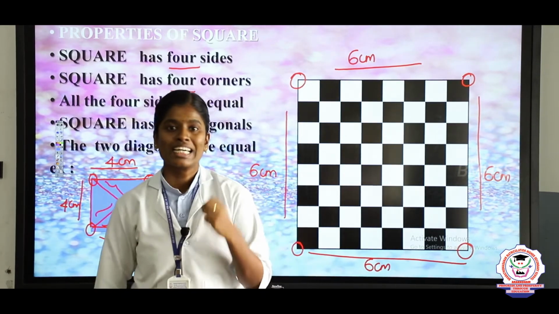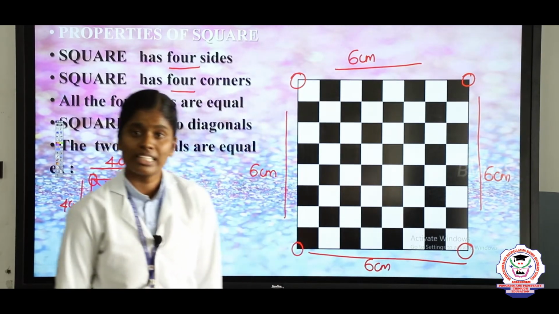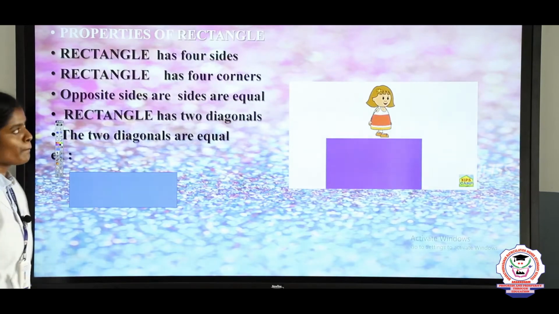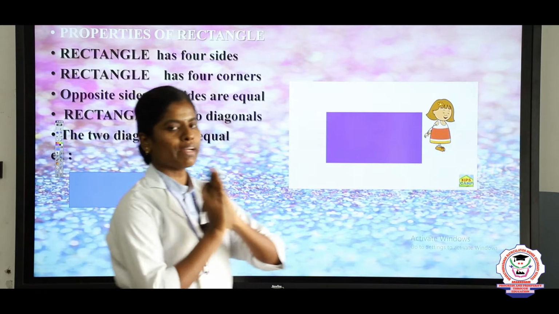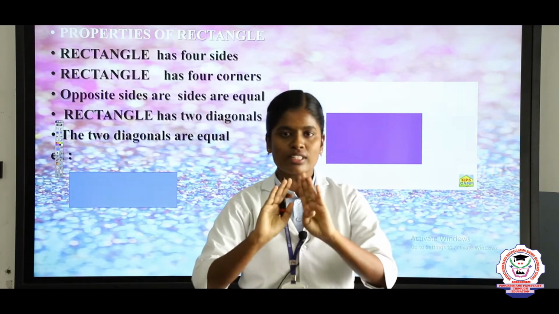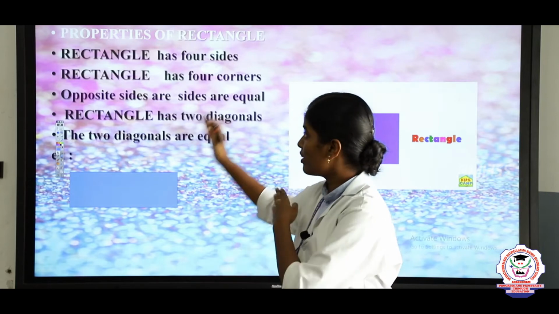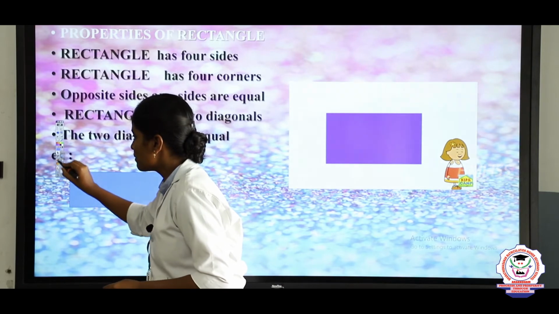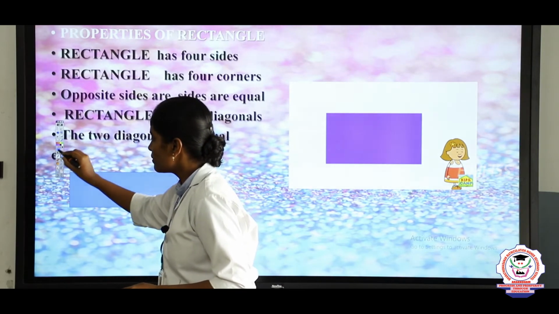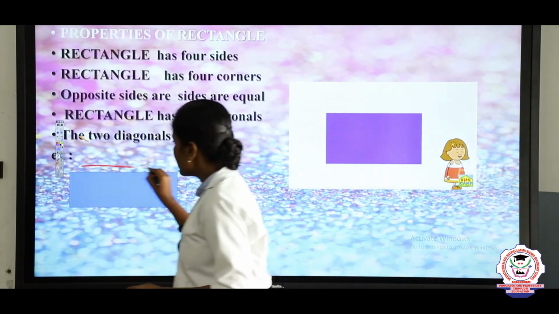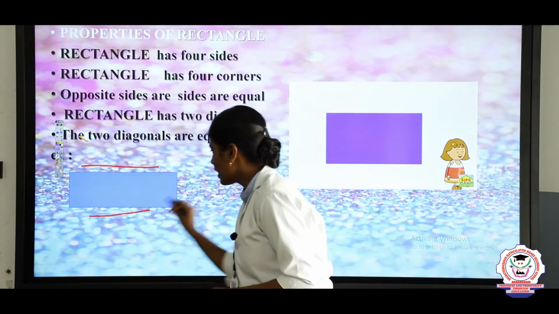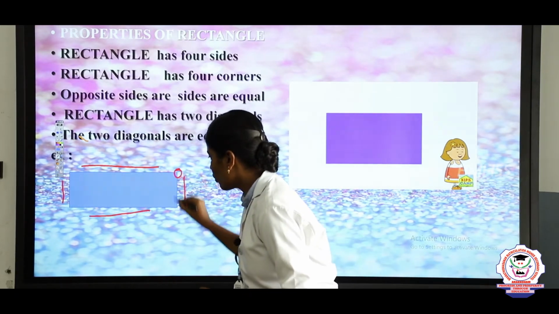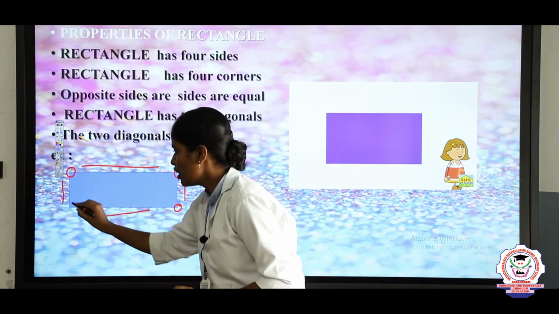So our next topic is properties of rectangle. So what is meant by rectangle? Listen here. A rectangle has 4 sides and a rectangle has 4 corners.